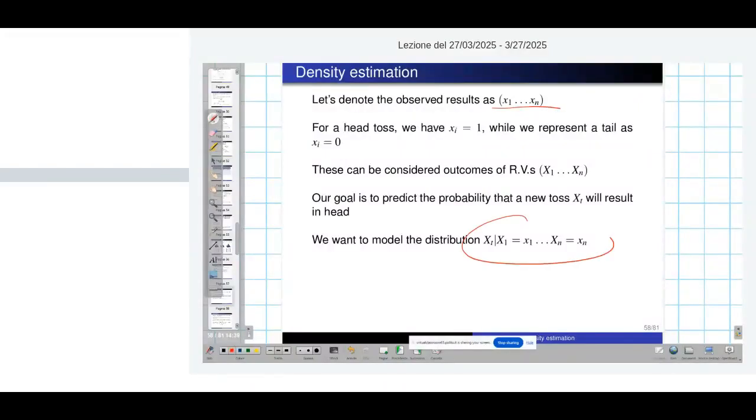So our goal is to build a predictive distribution that describes the next coin toss x_t, given the previous observed coin tosses. And we said for this we use probabilities and random variables as the model. We describe each toss as a random variable that gives us outcome 1 when the toss gives head, and outcome 0 when the toss gives tail.